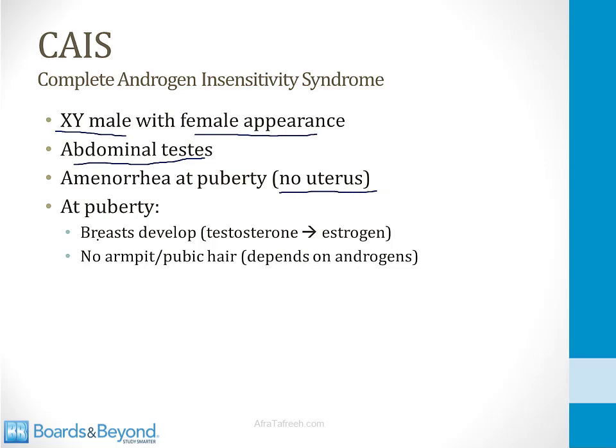At puberty, there is some breast development. This is because the testes start making more testosterone. And even though this child did not respond to testosterone, it can respond to estrogen. And some of that testosterone will be converted to estrogen. This means that the breasts will get larger at puberty, but there's no armpit or pubic hair that develops because this all depends on androgens.